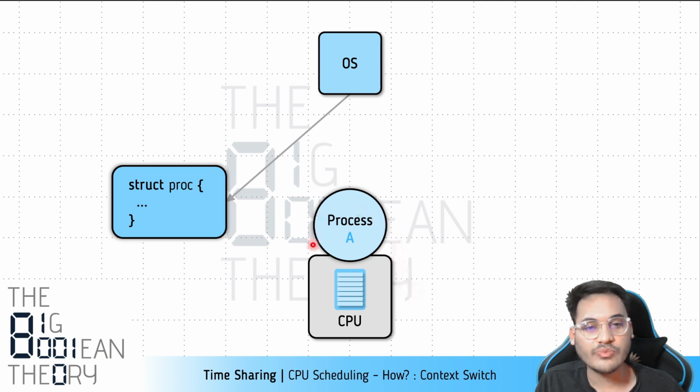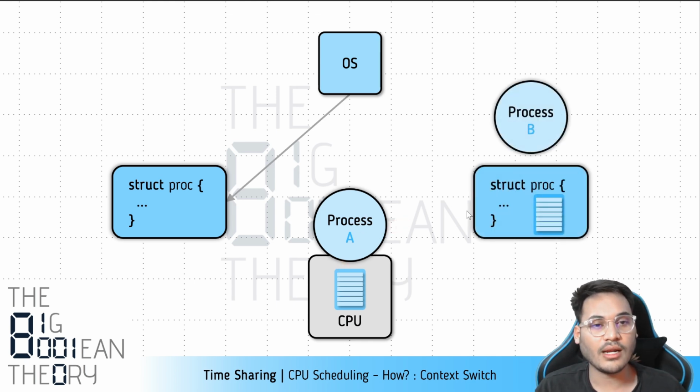So as you can see, this is process A, and as it executes, these are the registers of the CPU whose values will keep changing. This is what is important. As process A is executing, the contents of these registers inside the CPU, the temporary registers, keep changing. So this was process A.